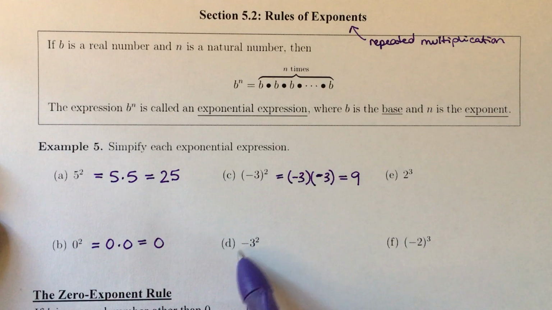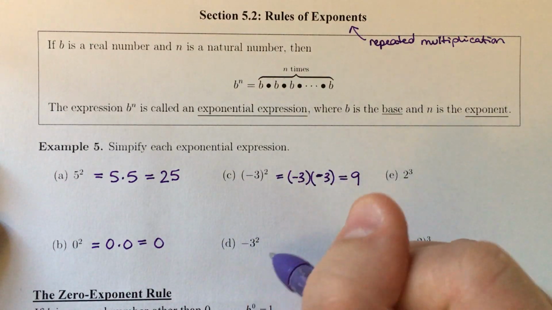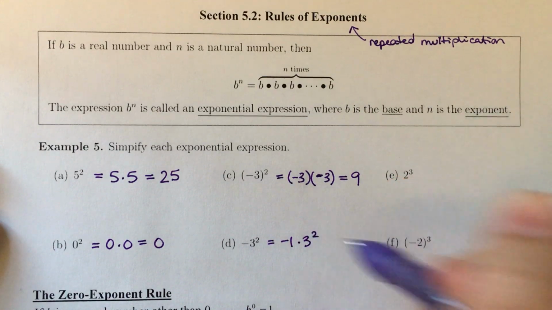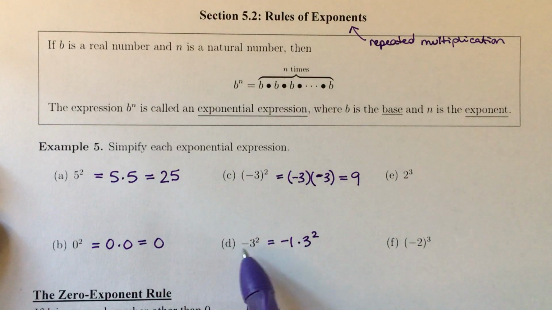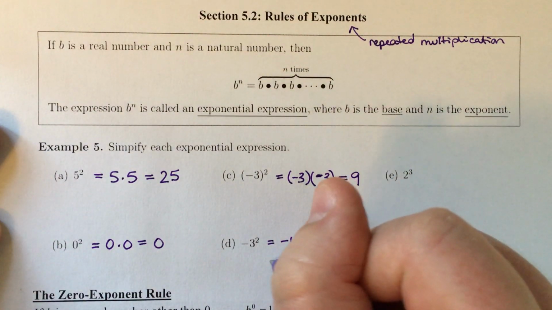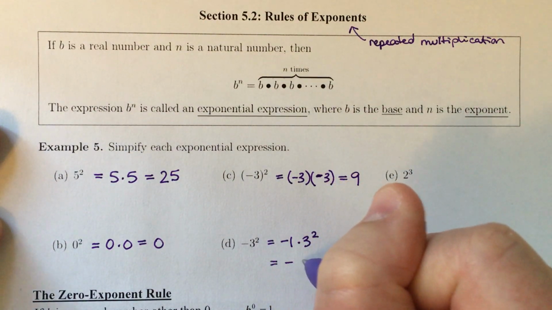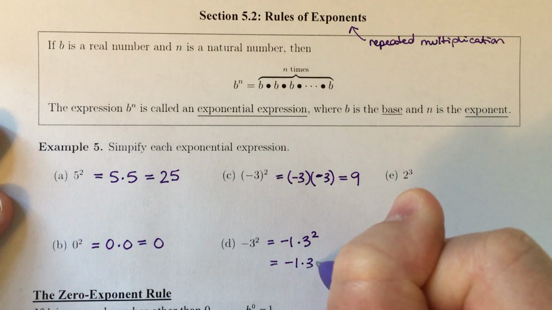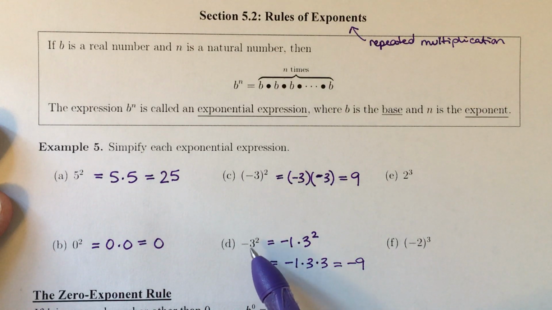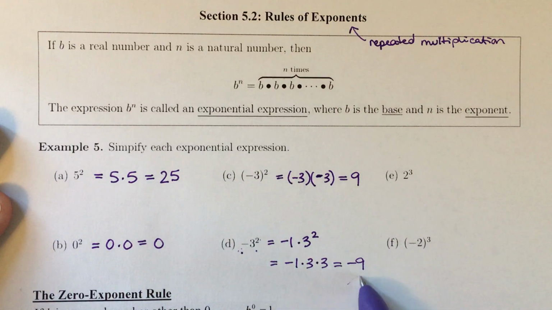However, if there's not a parenthesis, then order of operations says to treat this like a negative 1 times a 3 squared, so that the negative and the 3 are separate pieces because there's no parentheses. So that would just make it a negative and then a 3 times a 3, or negative 9. So order of operations, PEMDAS, says do the exponent before you worry about the multiplication by the negative. So we get a negative answer for negative 3 squared.